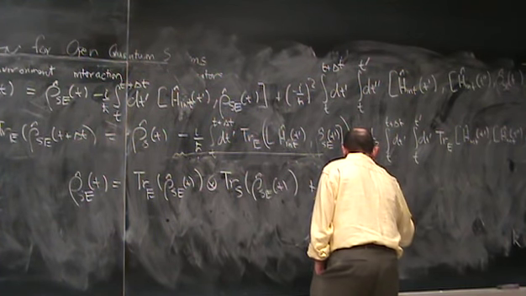Now we're going to make the Markov approximation. The Markov approximation is to say that after the time scale delta t, which we chose to be large compared to the correlation time, this is 0.